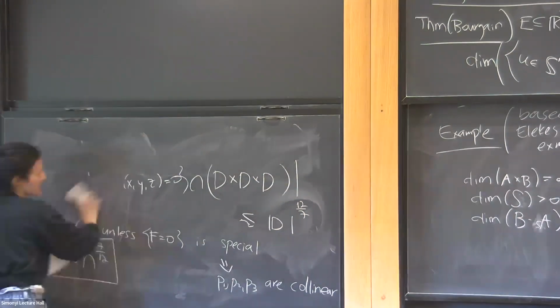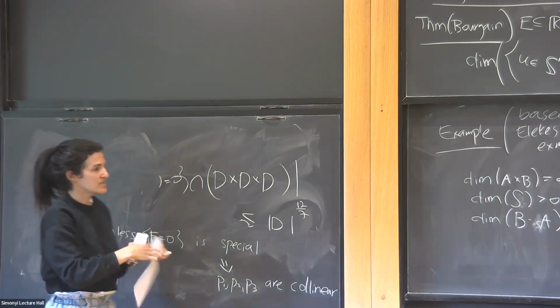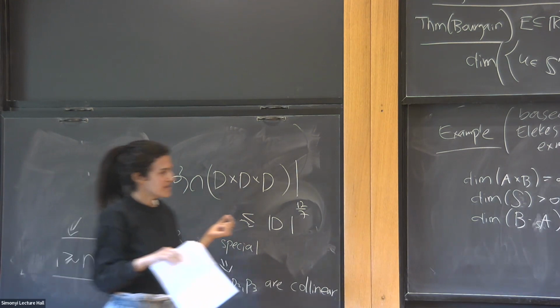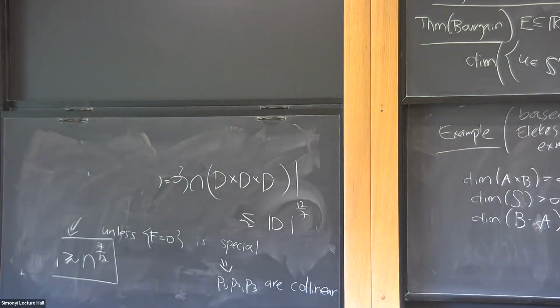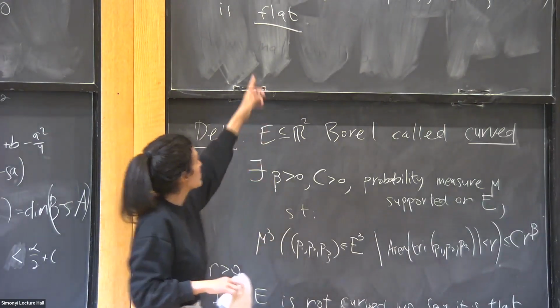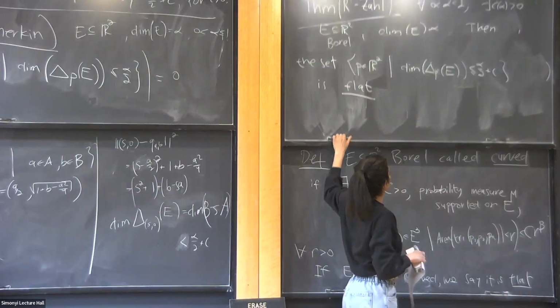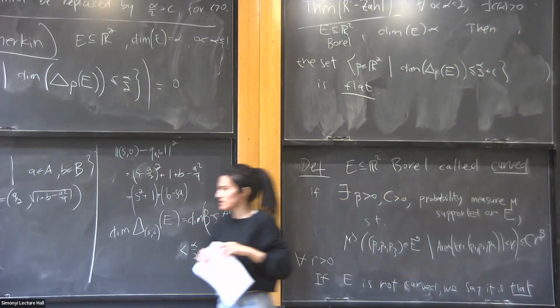So if our set has a positive dimension and it is not flat, then it's impossible that all of our set will be here, right? That the dimension of all of them will be small.